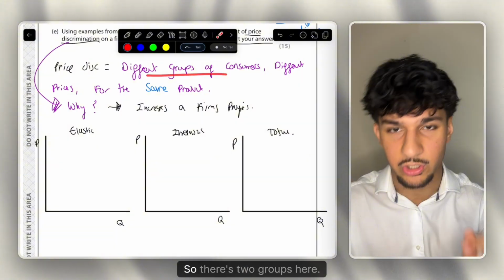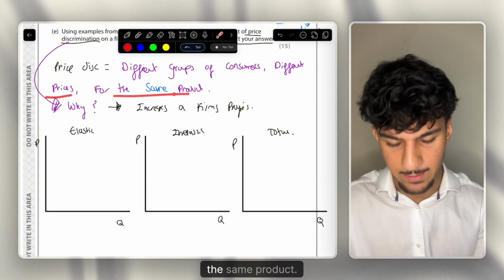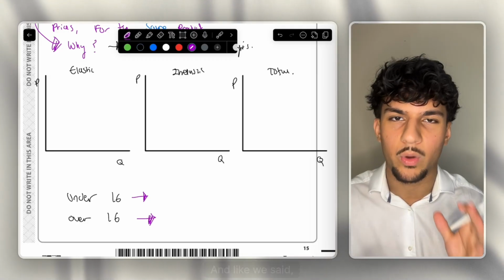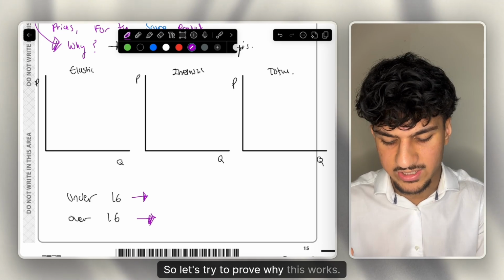Different groups of consumers, so there are 2 groups here: under 16s and over 16s, with different prices for the same product. And like we said, why do firms price discriminate? Because it increases firms' profits. So let's try to prove why this works.